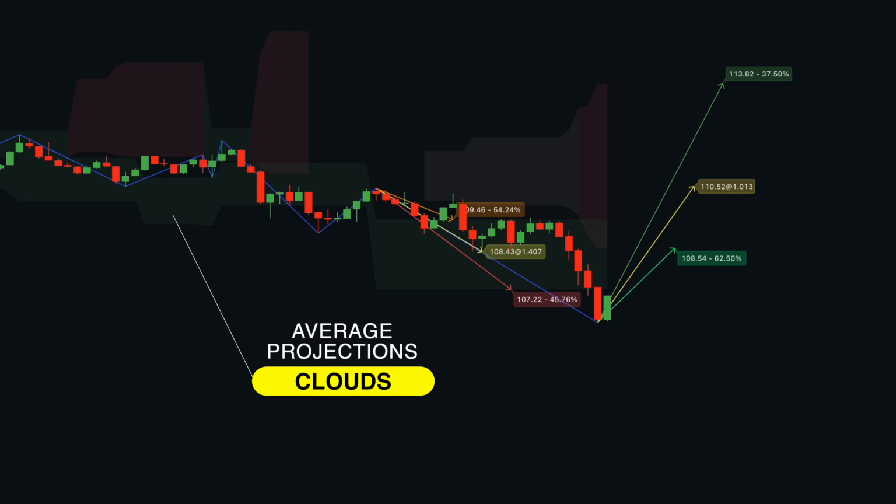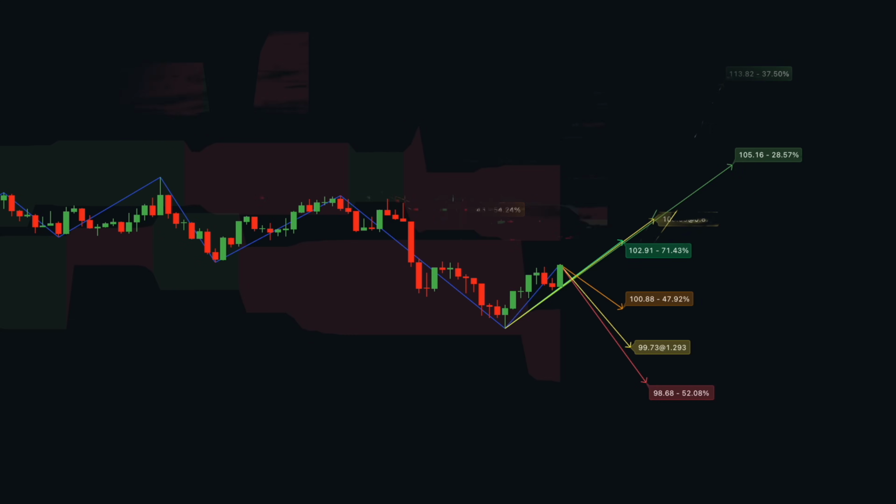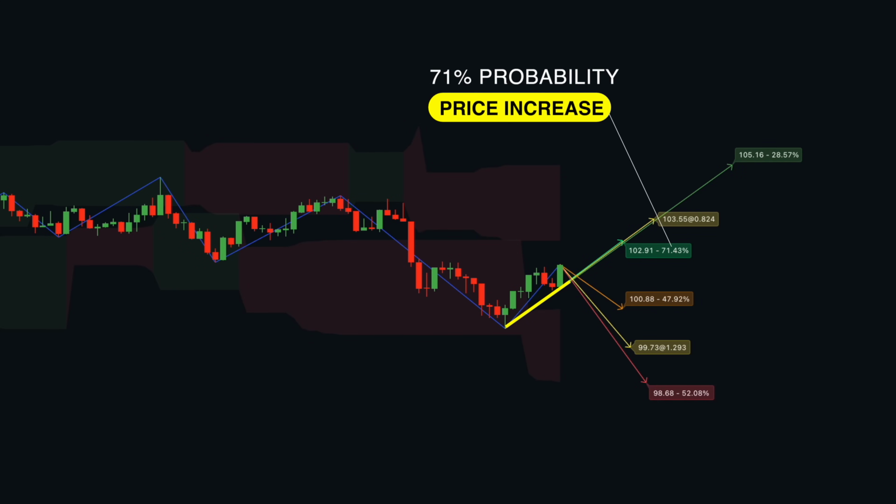The indicator provides visual clouds representing historical average projections for pivot points, offering insights into possible future market movements. The percentage displayed on the labels represents how likely the price will reach projections. Based on this information, you can prepare for upcoming market moves accordingly. For example, here the indicator projects that Solana's price will increase to this level. The probability of this happening is over 70%.